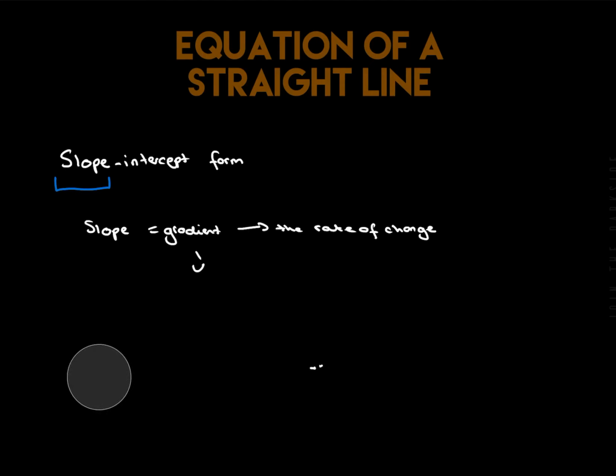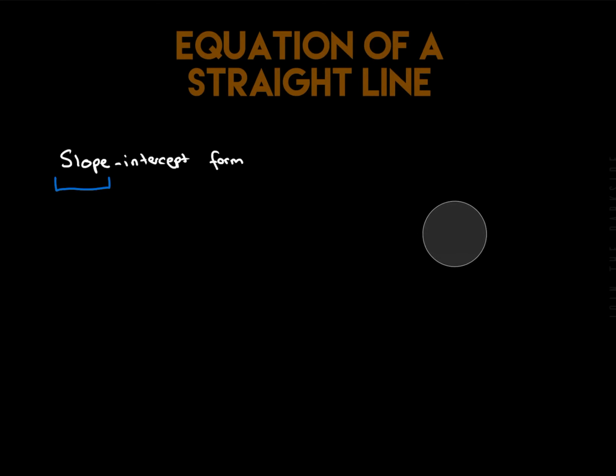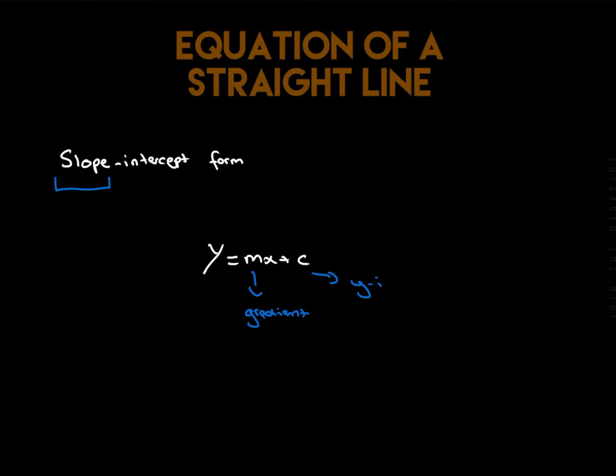So what is the slope-intercept form? What is the formula for this? The formula for this is y is equal to mx plus c. This is such an important equation. This is the basic key form of a straight line. So let's break it down. What does m equal? M is our gradient, and c is our y-intercept.